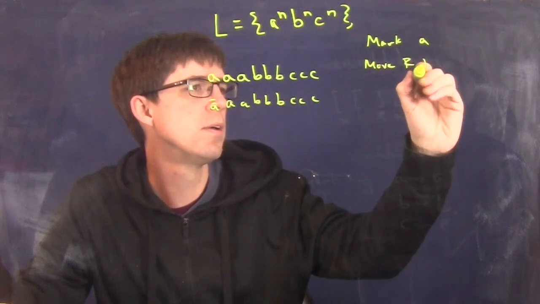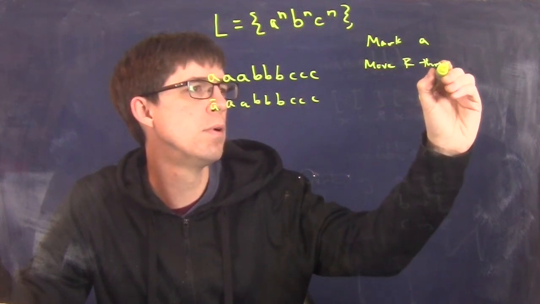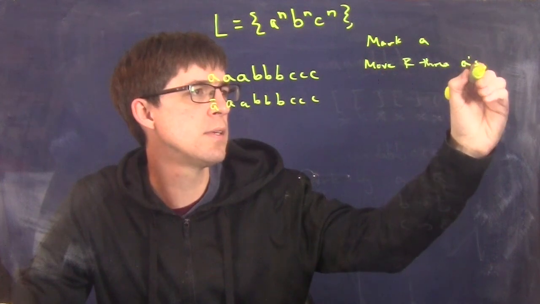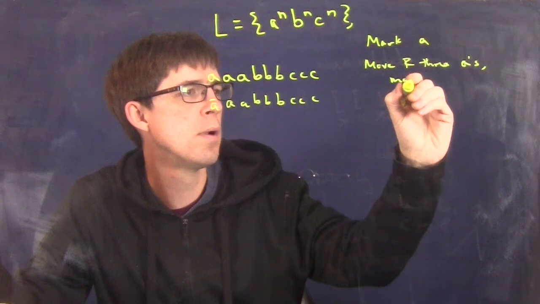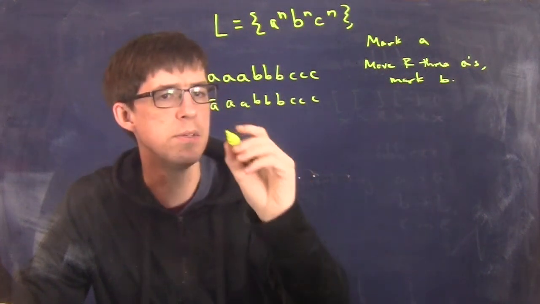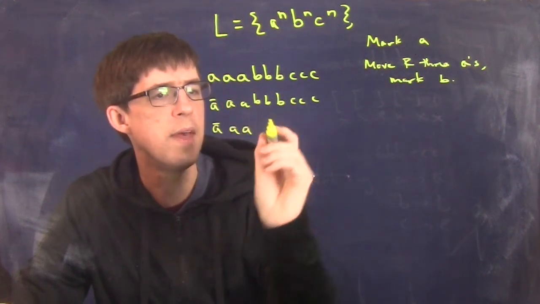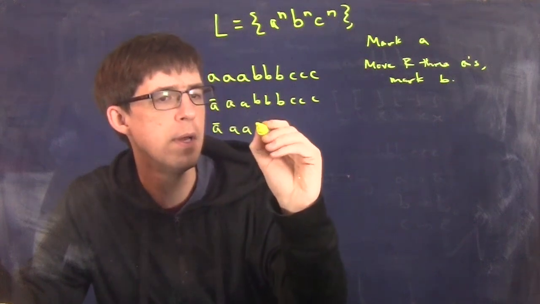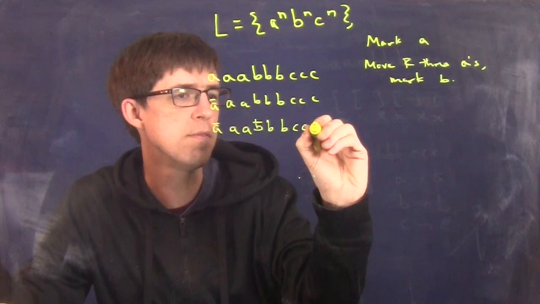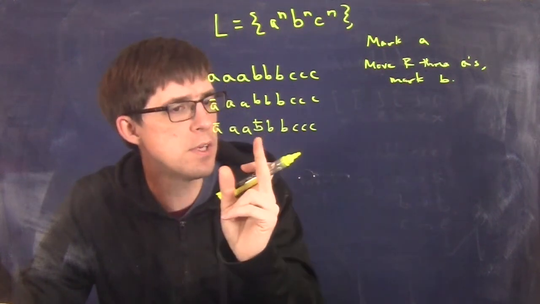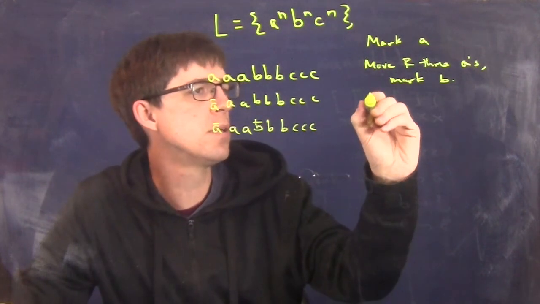Move right through A's. And then hopefully I'll end up with a B, and then I'm going to mark a B. So in the next step, the head will have moved this far over, and then this B will turn into a B bar. And then I have the rest of this stuff. All right, and then I'm going to continue moving to the right through any B's.